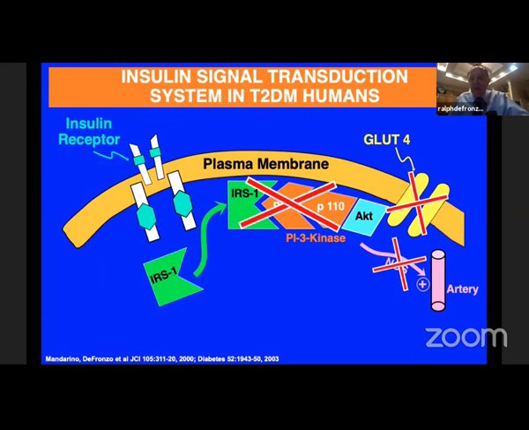Now, again, if you think back to what I said at the beginning, the insulin resistance is present very early in the natural history of the disease. So individuals who are destined to develop diabetes or who are insulin resistant, these people are going to develop premature atherosclerosis.